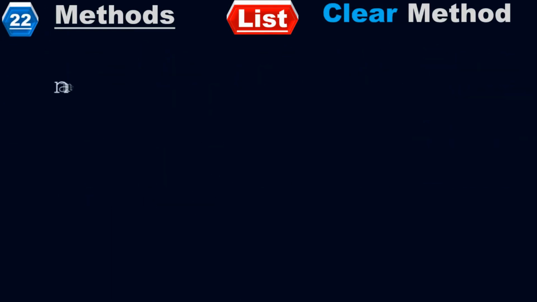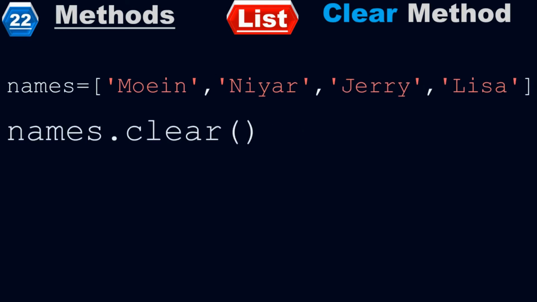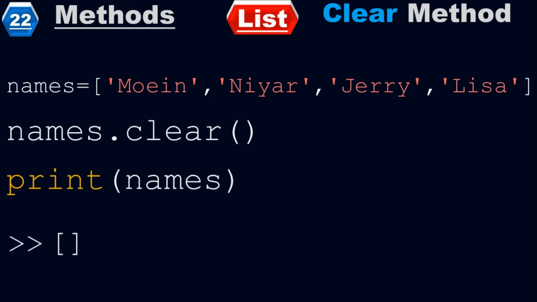Example number 22. Names equals Moein, Nia, Jerry, Lisa. Names.clear function. Take the print of names, you will get an empty set. Look, this time I took strings.